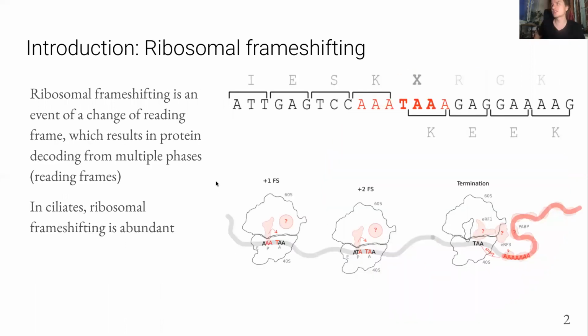There is such a phenomenon as ribosomal frame shifting, when a ribosome changes its frame. It can happen in a specific context, or due to some secondary RNA structure, or due to some additional factors, and so forth.